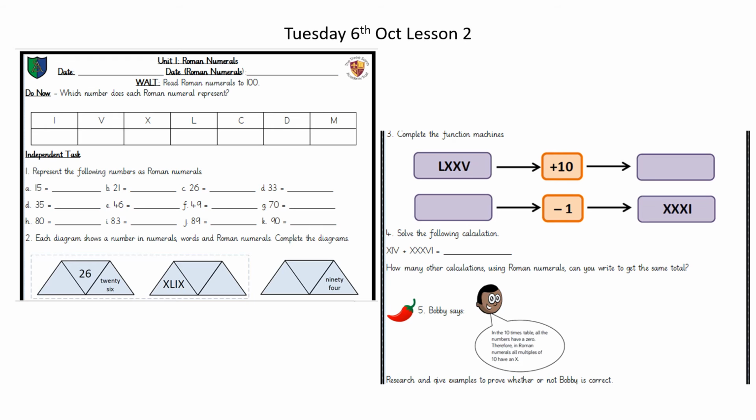Then questions 3 and 4 are a little bit more problem solving. So what you've got to do is use the number machine to look at what goes in, what we do to it, and what comes out. And for number 4, you have to solve it. There's a challenge. I wonder how you get on with it. Good luck!